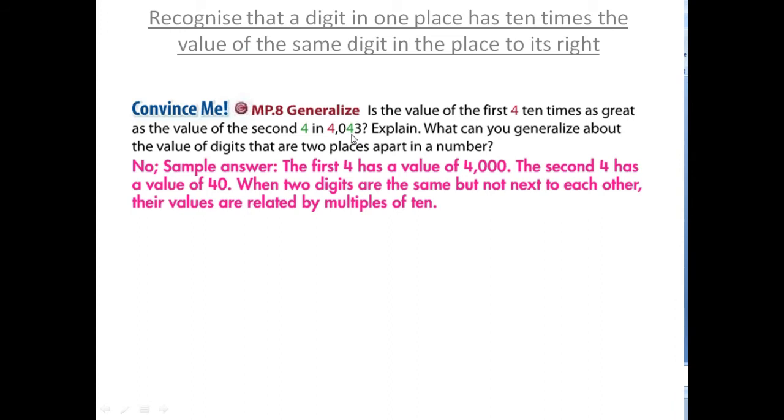Okay, but here, as you see, we have 4 here and the other 4 here, and between them 0. So we cannot say that this 4 is 10 times this 4, because there is a 0 between them. The first 4 has a value of 4,000, because it's in the thousands place, and the second 4 is in the tens place. So when two digits are the same but not next to each other, in general we can say their values are related by multiples of 10. That means 4,000 and 40, both of them are multiples of 10.